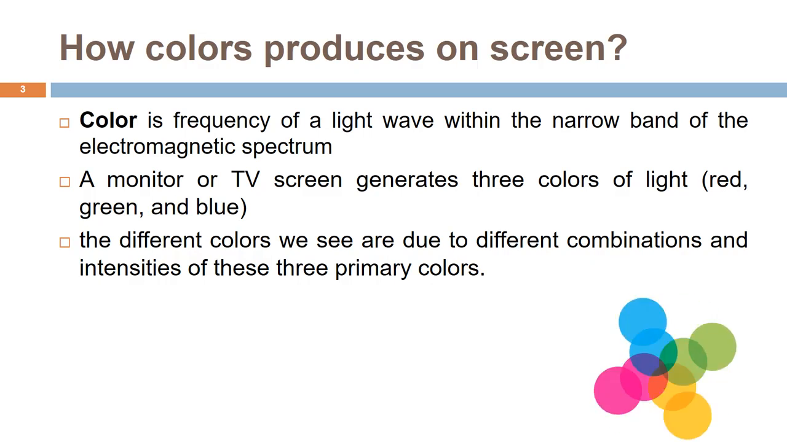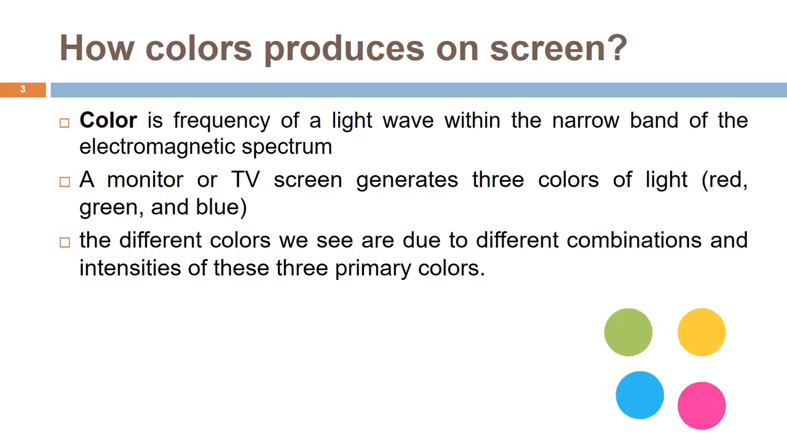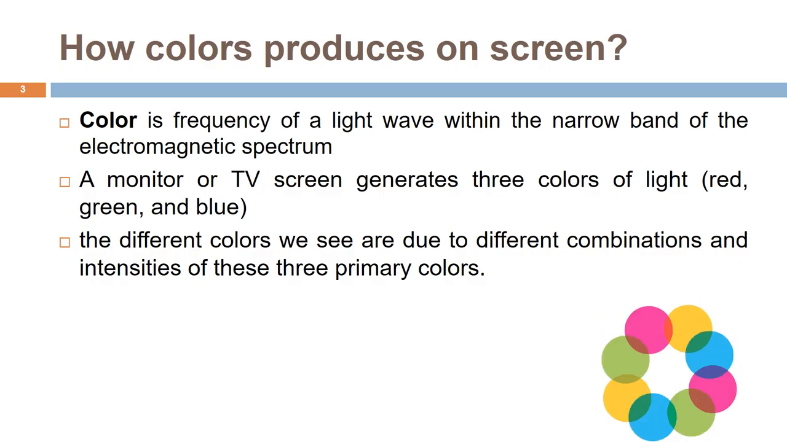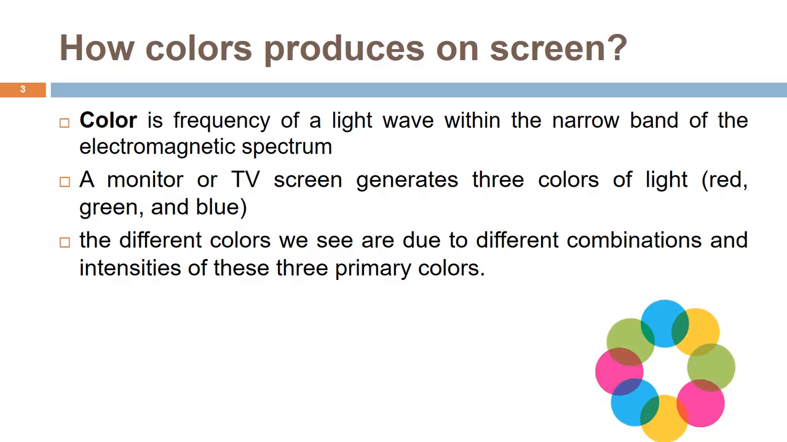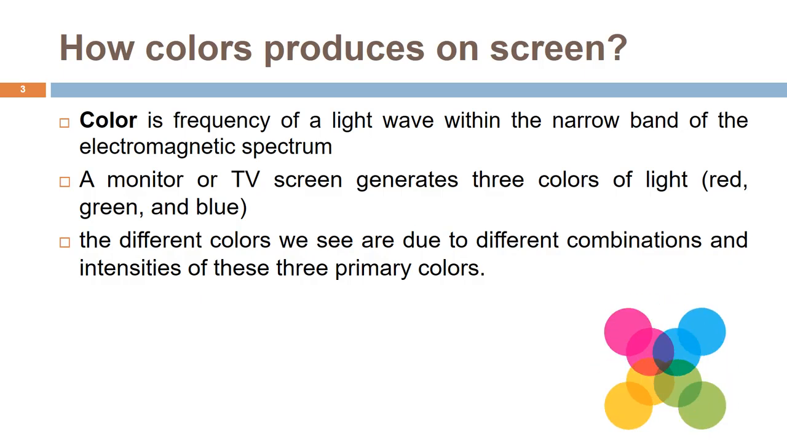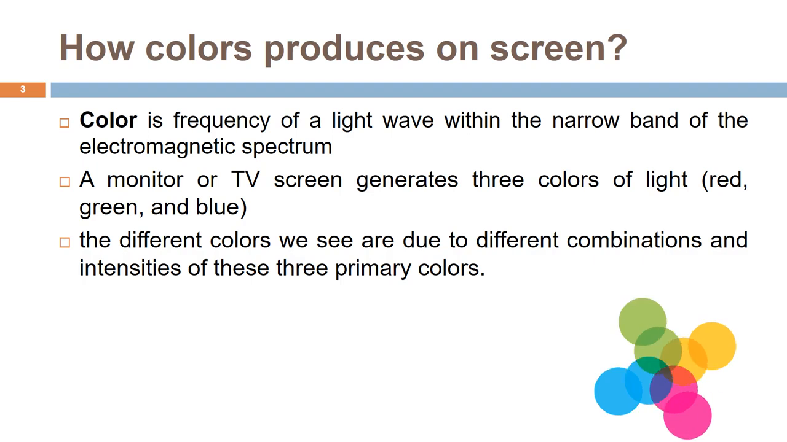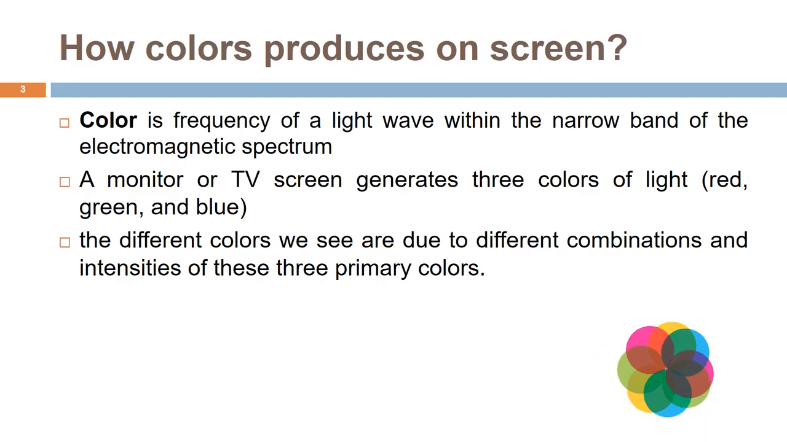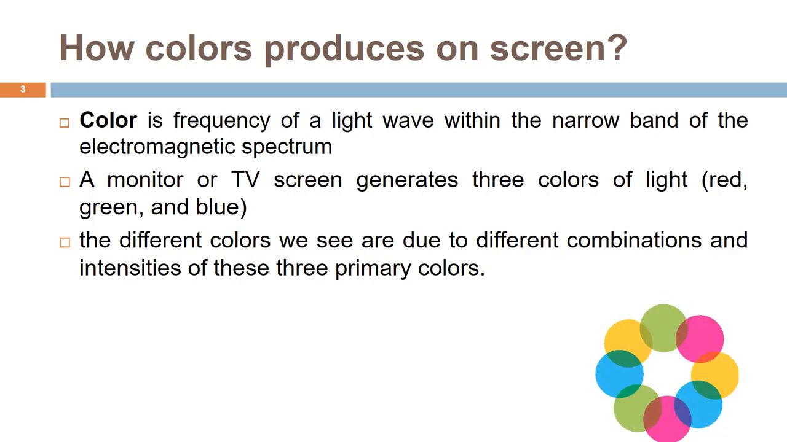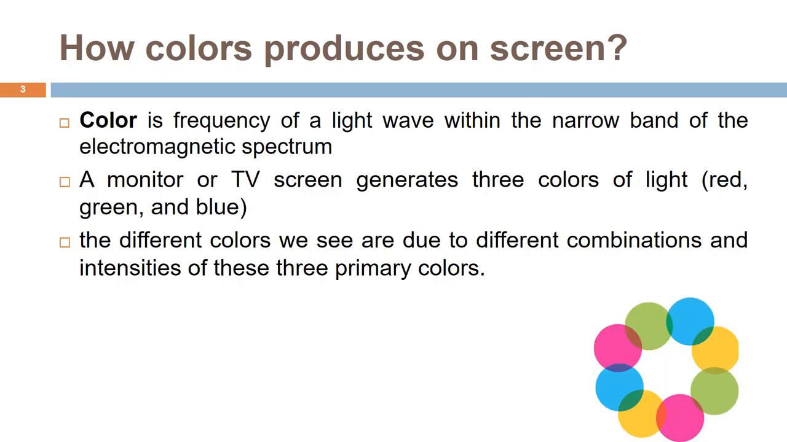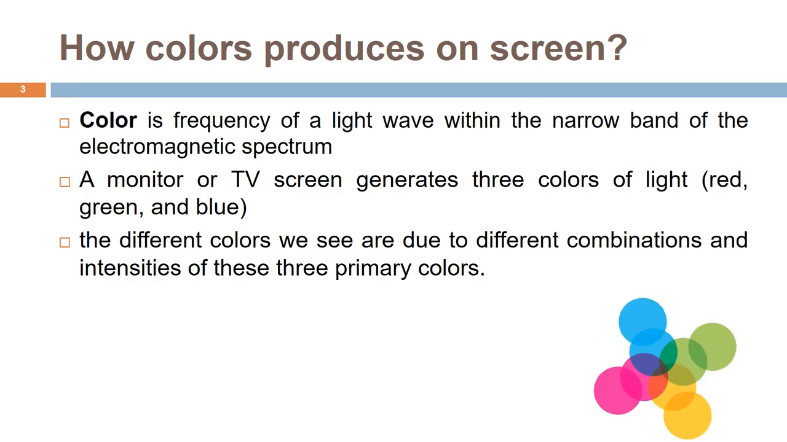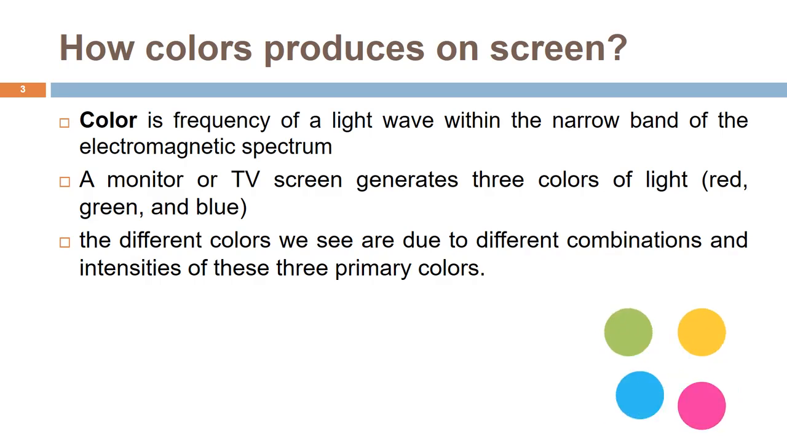Now, let's learn how colors are produced on screen. Basically, colors are corresponded by 7 wavelength ranges within the visible spectrum. Color from a computer monitor or a TV screen results from a different process than reflection. A monitor or TV screen generates 3 colors of light: red, green, and blue, and the different colors we see are due to different combinations and intensities of these 3 primary colors.